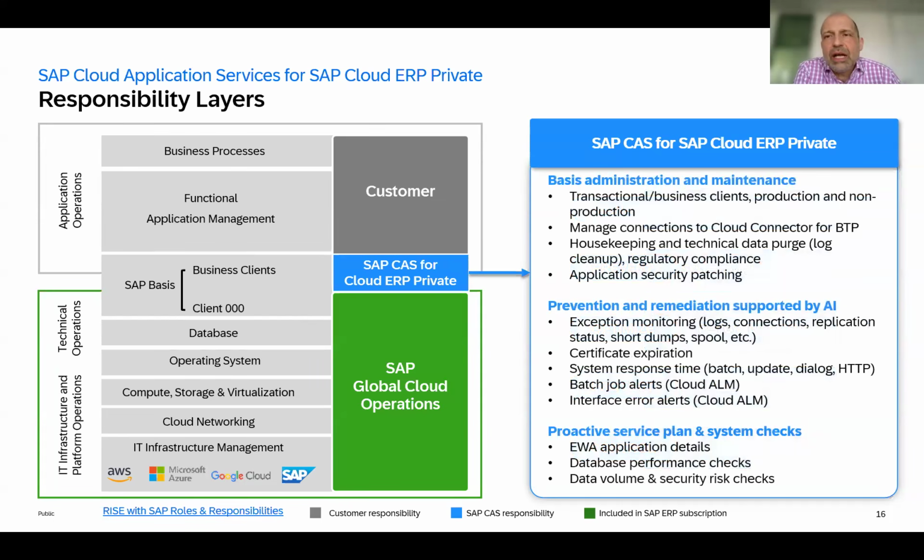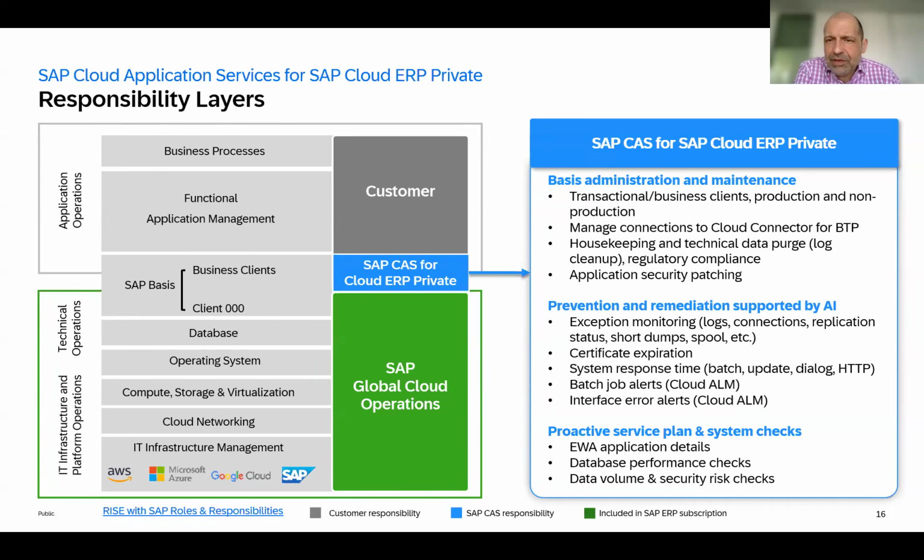Here are some more examples. What could be done in the CAS for Cloud ERP Private? There is, for example, typically the management of connections for the BTP. There could be housekeeping activities. There could also be cleanup activities of the logs. Of course, the application security patching is a part.